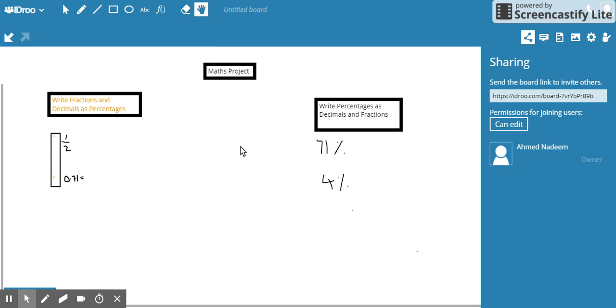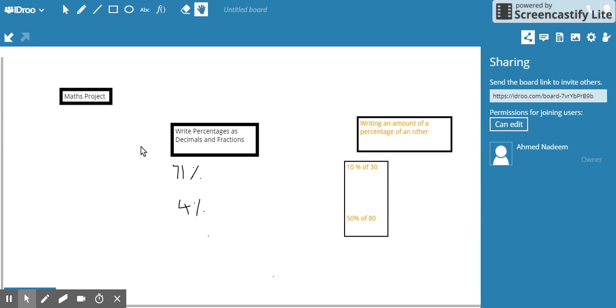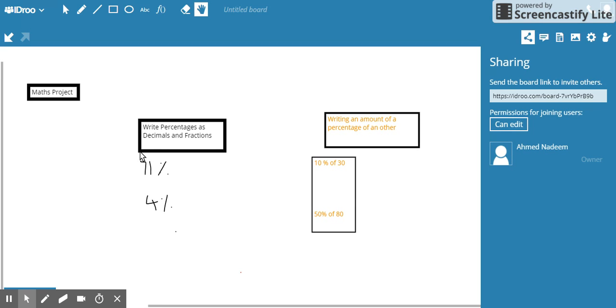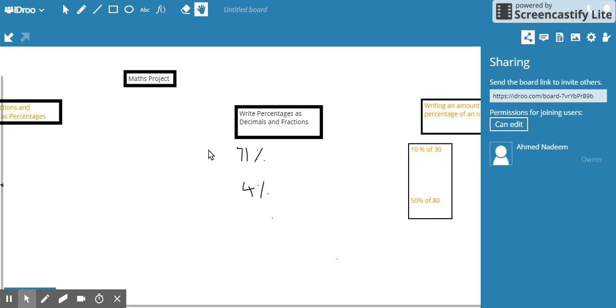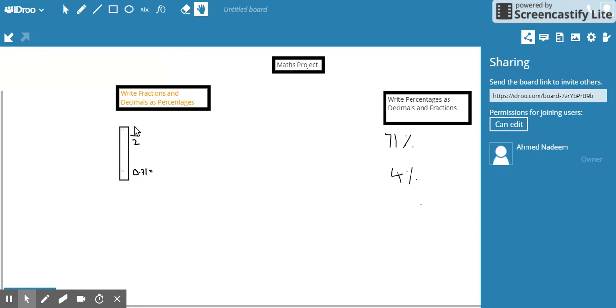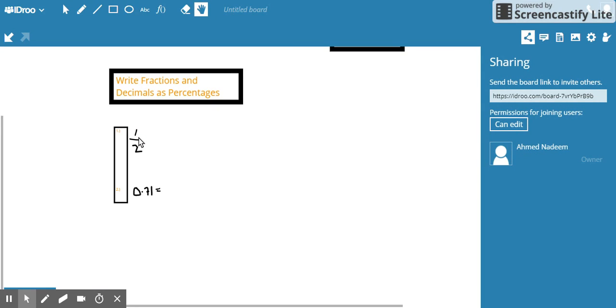To write fractions and decimals as percentages, write percentages as decimals and fractions, and write an amount as a percentage of another. Due to the time limit of 6 minutes, I have given each section 2 questions, so let's get started. The first section is writing fractions and decimals as percentages.